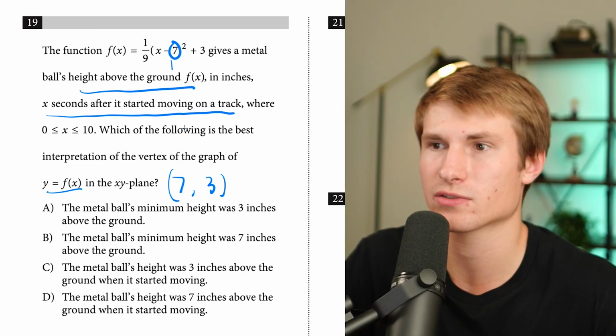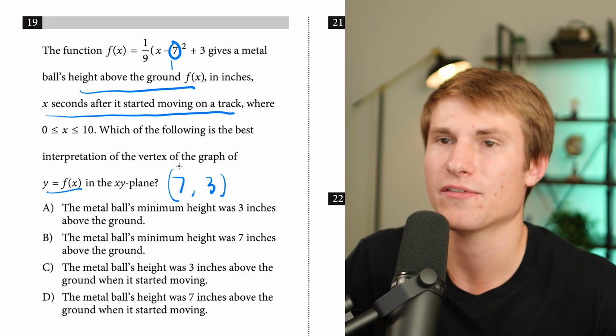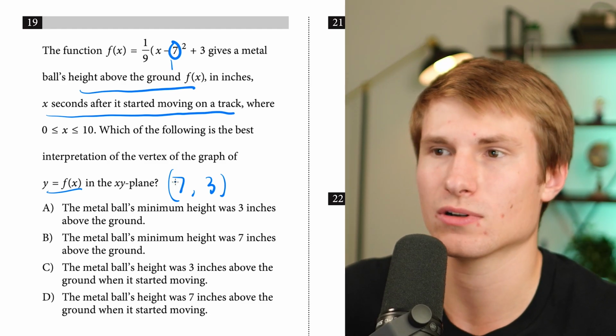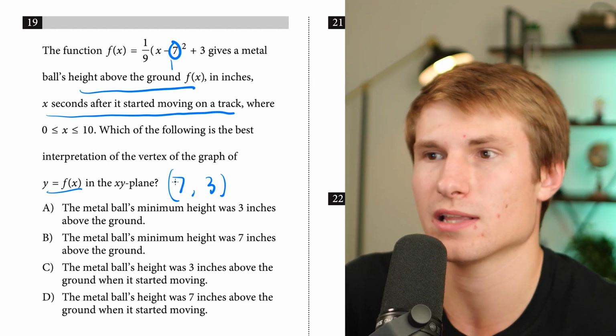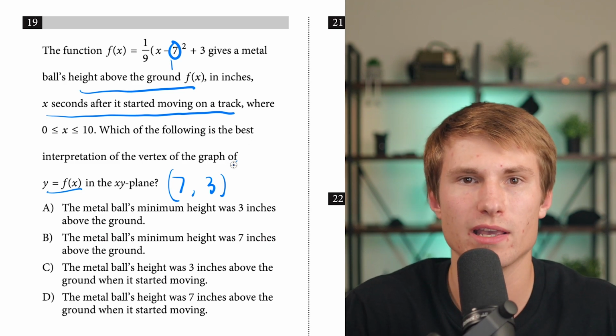So understand vertex form is going to help you a lot. Now, we have to keep in mind that 7 is not any sort of height. 7 is just the time, since it's that x value. Now, the actual height here is 3.